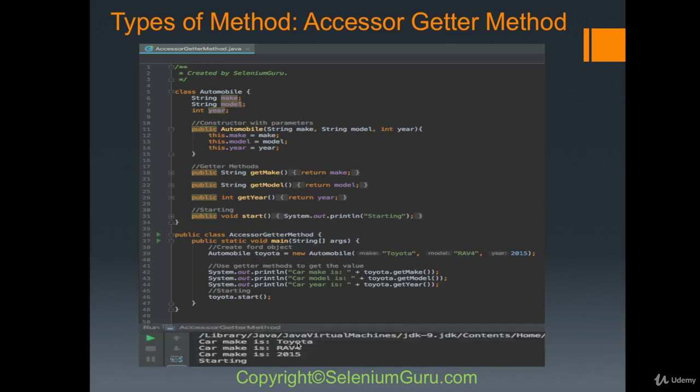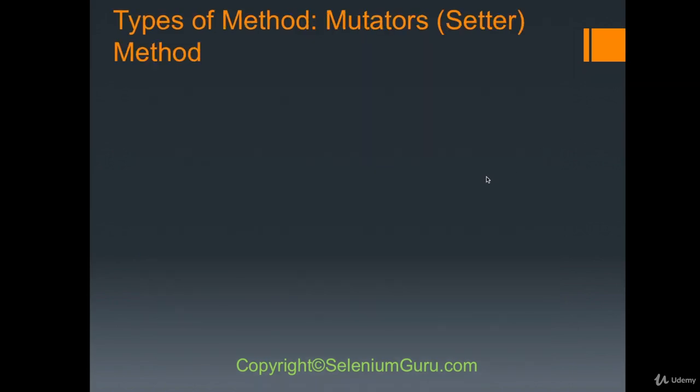So in here, car make is Toyota, car model is RAV4, car year is 2015, and it's starting. So that's actually the getter method. You're actually getting the value. You're retrieving the value. The other method is the setter method, or mutator method.